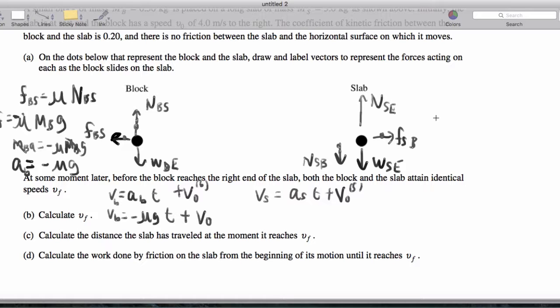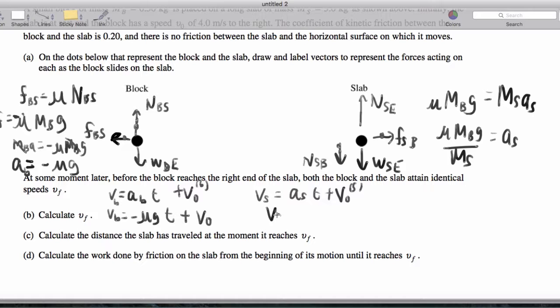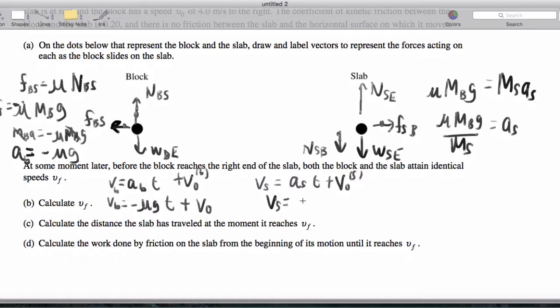Now for the slab, similarly, by Newton's third law, we have negative mu mass of the block times g. That's the friction force. That makes the big slab accelerate. And so we end up getting mu m_b times g over mass of the slab is the acceleration of the slab. And its initial speed is 0. So v of the slab is going to equal mu mass of the block over the mass of the slab times g times t.